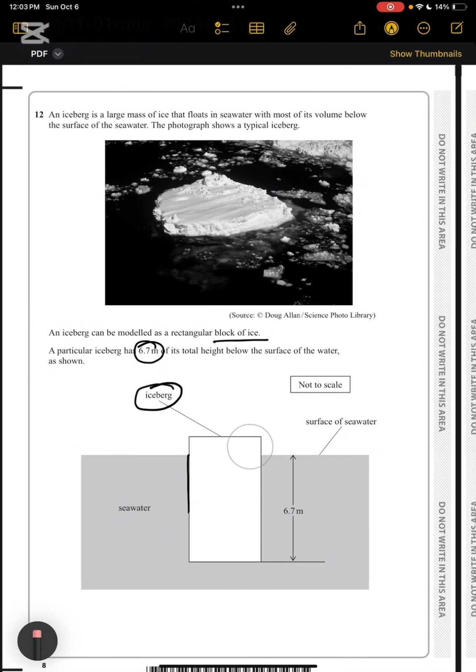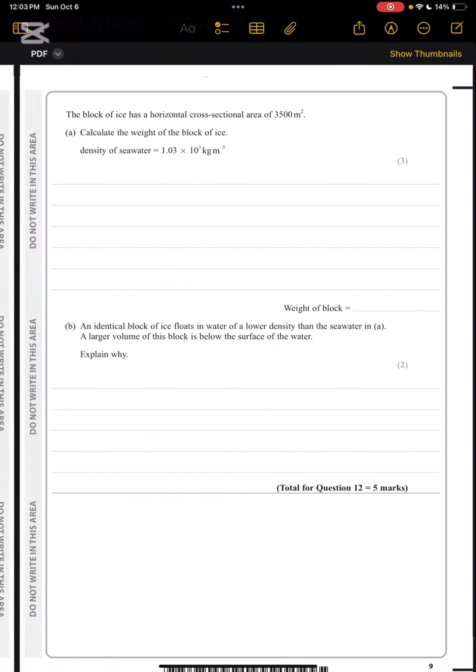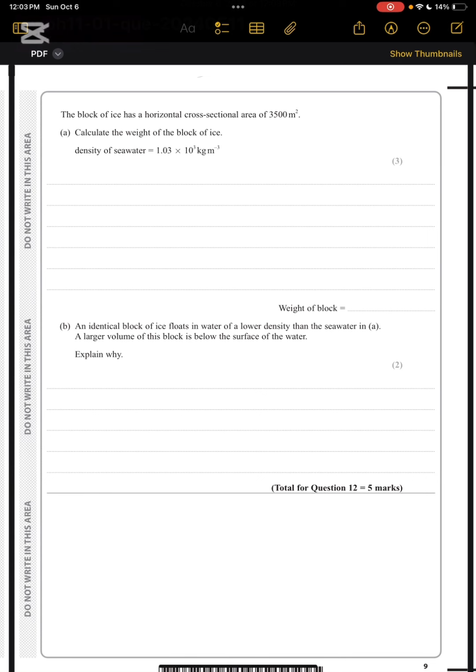Okay, so let's move forward to the question and see what they have asked us to do. In the question part, they have said the block of ice has a horizontal cross-sectional area. This is our cross-sectional area. They have asked us to find the weight of the block of ice.